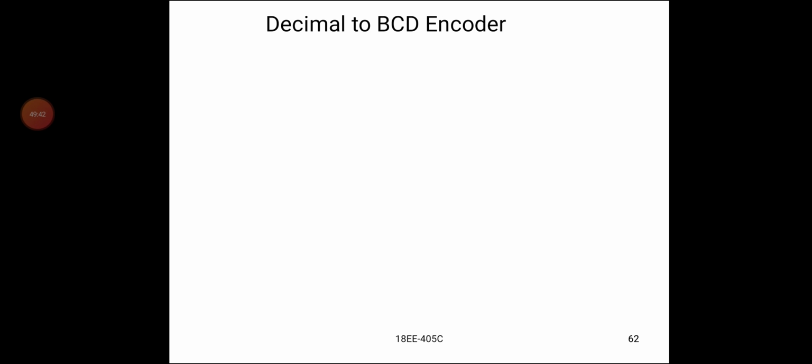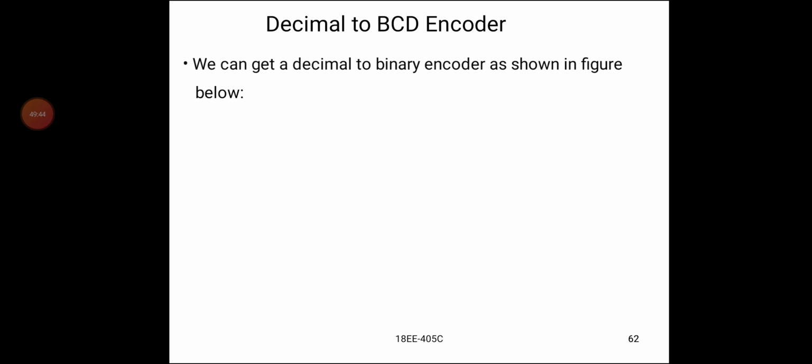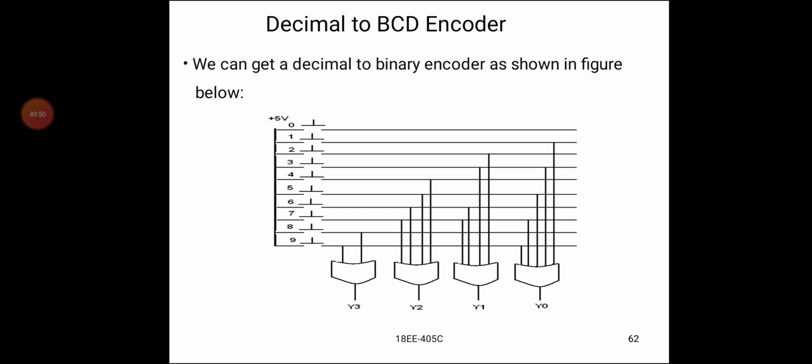Decimal to BCD encoder. We can get a decimal to binary encoder as shown in the figure below. Here decimal values from 0 to 9, totally 10.